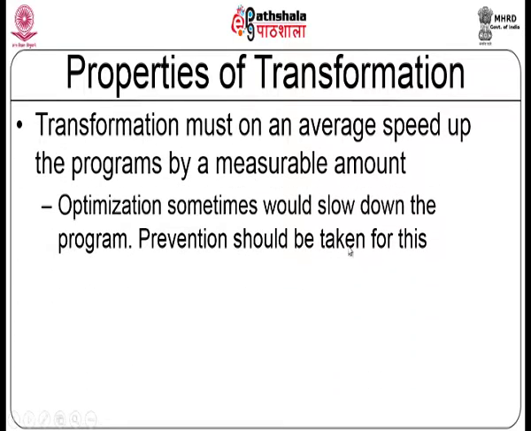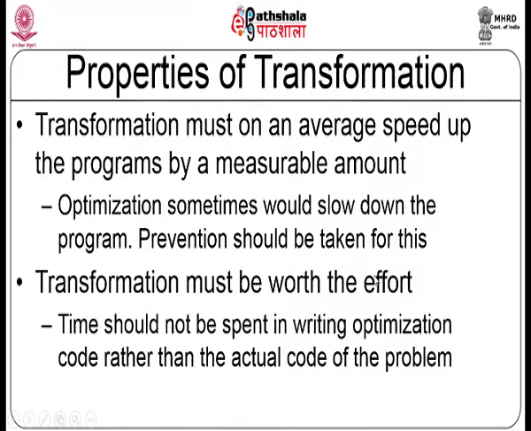The second thing is, transformation must, on an average, speed up the programs by a measurable amount. Optimization sometimes could slow down the program. Prevention should be taken for this, and avoid any slowdown of your program. Just because we want to speed up or reduce the instruction cost, you should not have a large amount of code there, thereby reducing the speed of your program. That should not be the case.